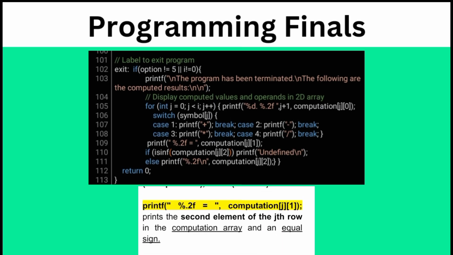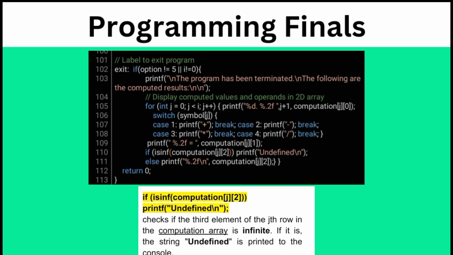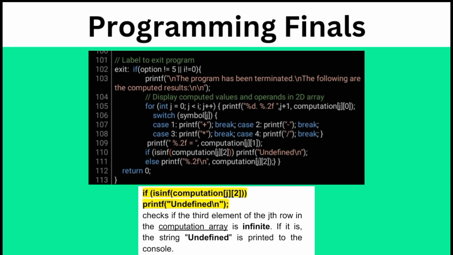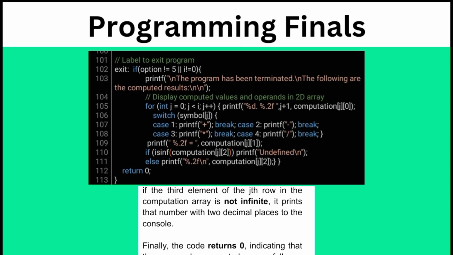This code prints the second element of the jth row in the computation array and an equal sign. While this code checks if the third element of the jth row in the computation array is infinite. If it is, the string undefined is printed to the console. Else, if the third element of the jth row in the computation array is not infinite, it prints the number with two decimal places to the console.